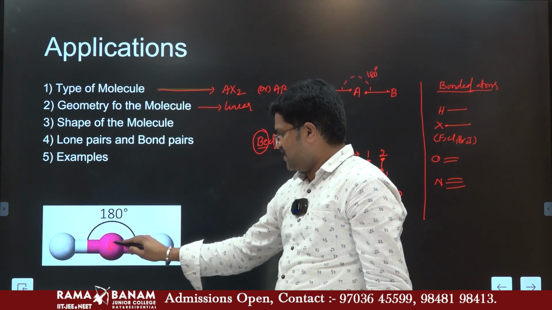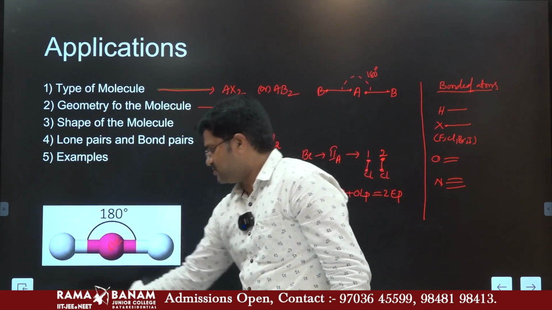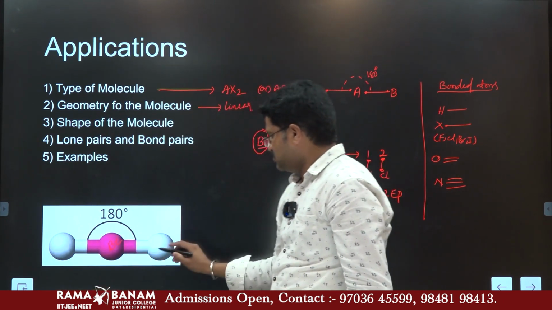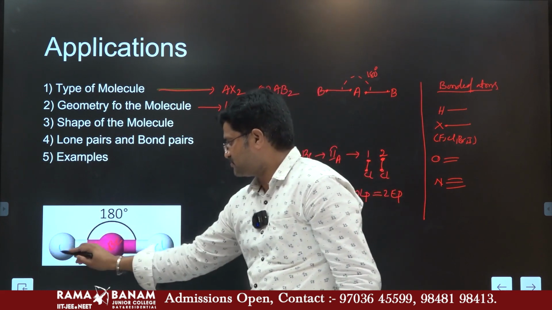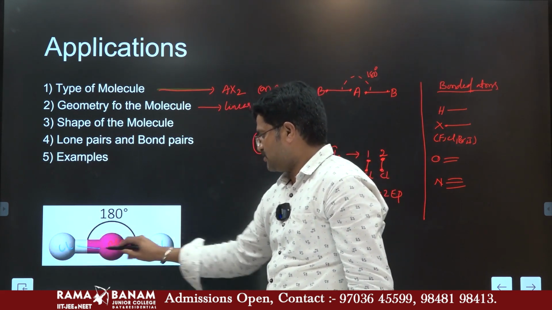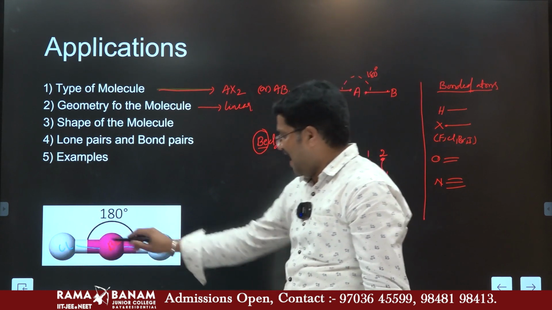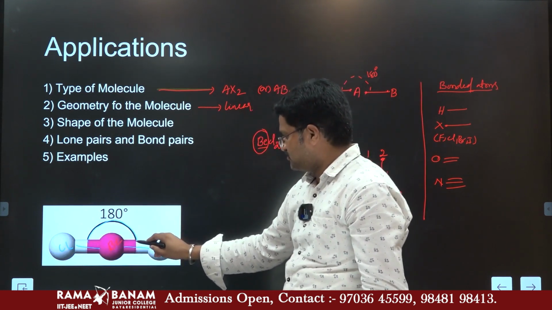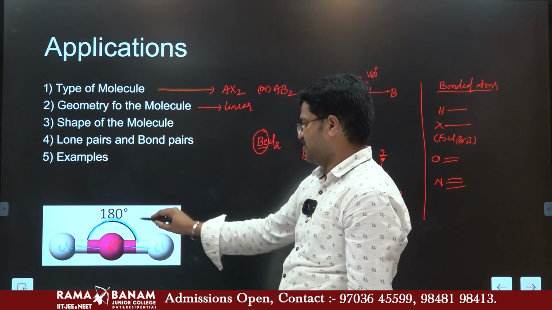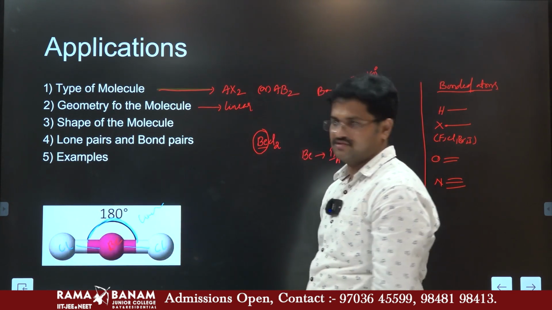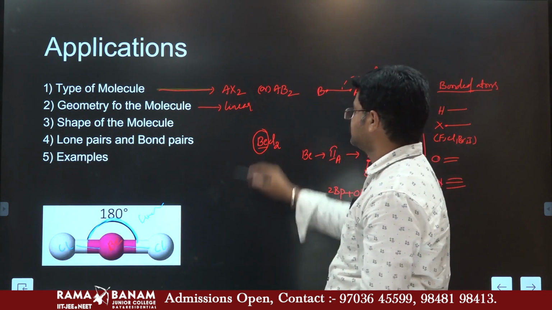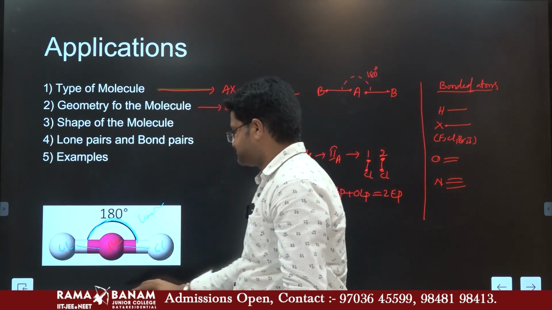Here this is the beryllium atom. These are chlorine atoms. These two are bond pairs. The angle between these 2 bond pairs is 180 degrees. This is linear geometry.